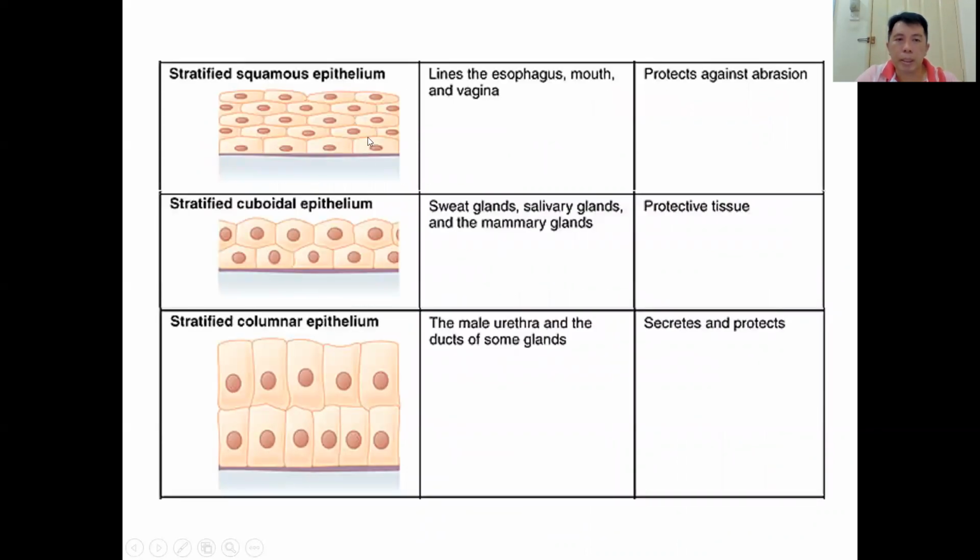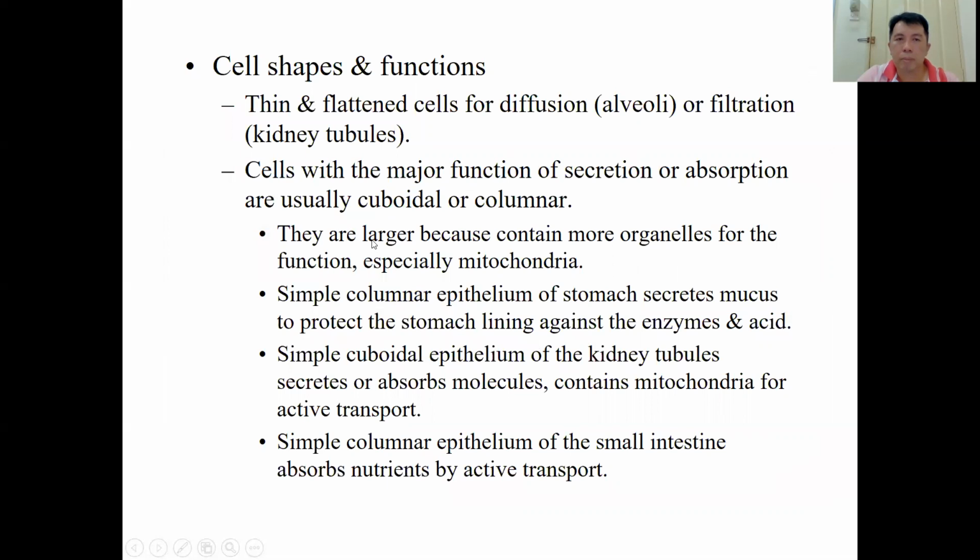For example, here, stratified squamous, like this one, has many layers, so normally you see protection. Regarding cell shape and functions, you can go through here. Cuboidal and columnar cells are larger because they contain more organelles. For the thin squamous ones, the functions are diffusion and filtration. For the cuboidal or columnar, they need to contain more organelles, especially mitochondria.